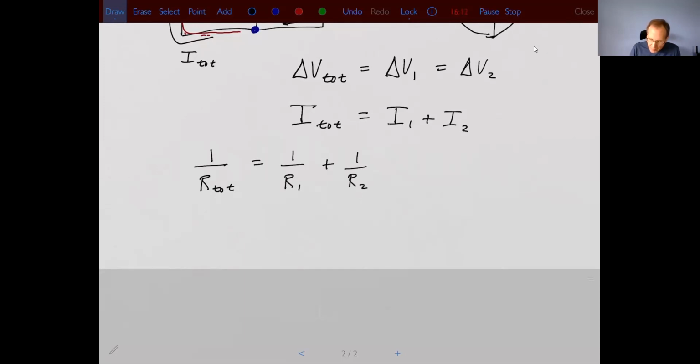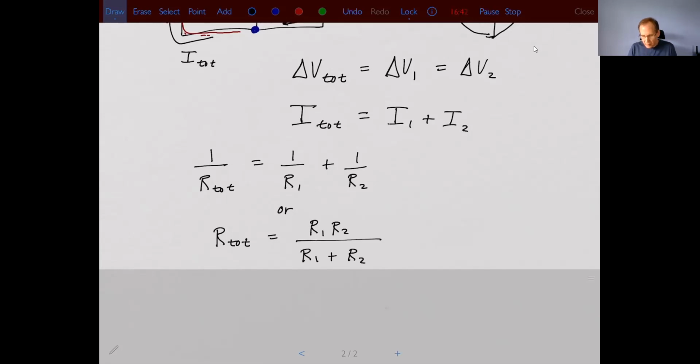And now if you do a little bit of algebra, if I multiply both sides by the lowest common denominator, which is R total times R1 times R2, and I solve it for R total, I can rewrite this as R total is equal to R1 times R2 divided by R1 plus R2.